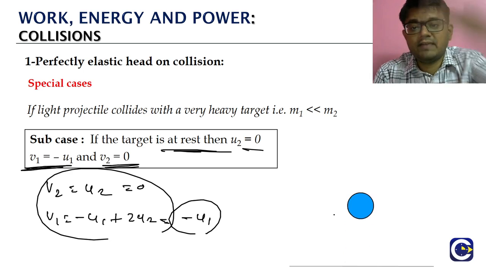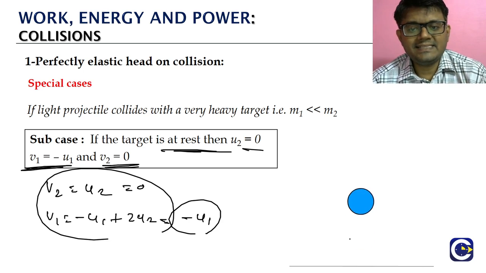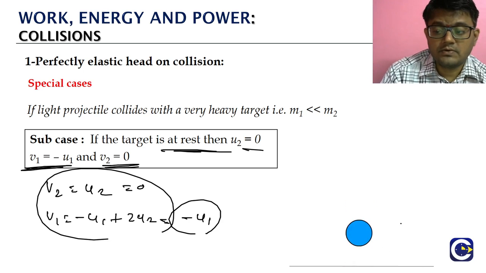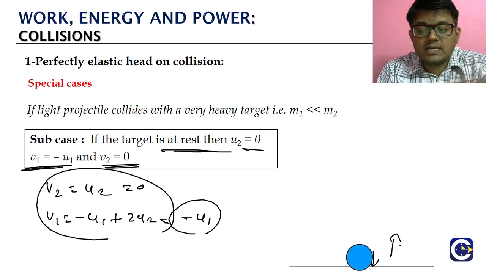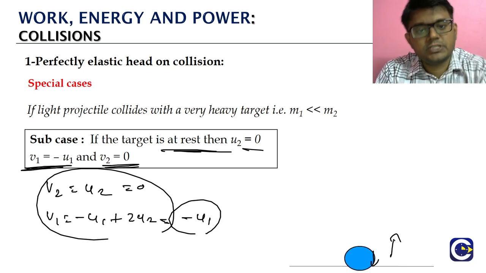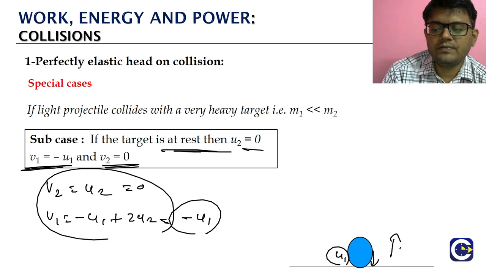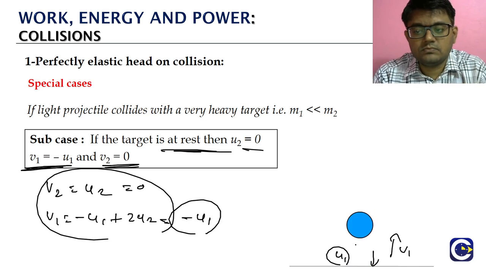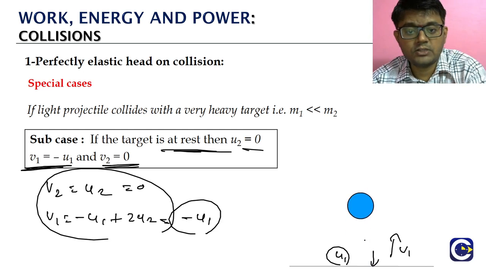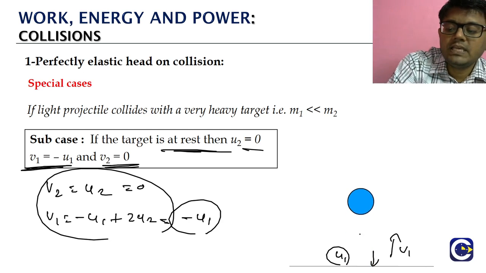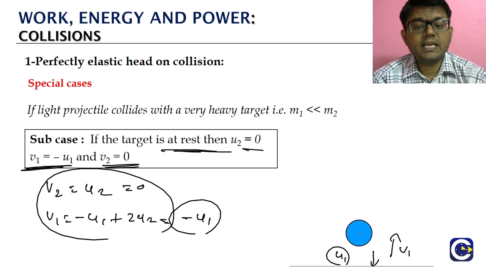So what does this mean? If you have a ball colliding with the ground, taking it as a perfectly elastic head on collision, what are we going to observe? Before the collision it is coming down, and after the collision it will start going up with the same velocity but in the opposite direction. So v1 is equal to minus u1, meaning u1 is downwards, so v1 will be upwards. Value wise both will be the same, but direction wise, before the collision it will be coming down, after the collision it will be going up. Okay? So this is how we have the collision of a lighter projectile with a heavy target.